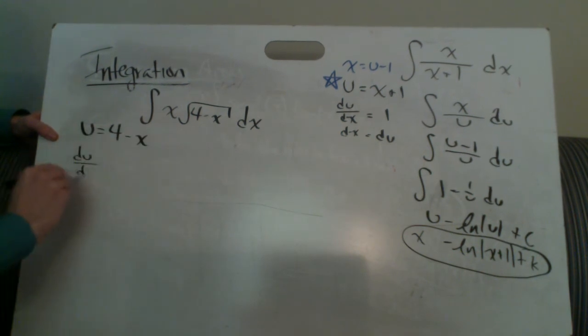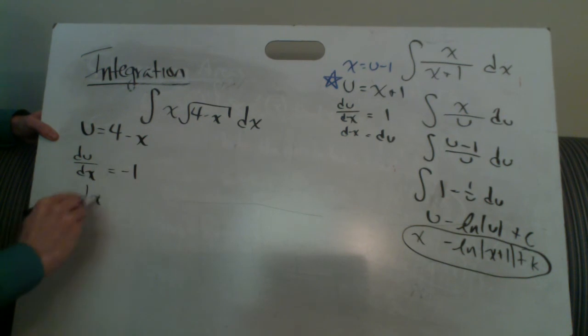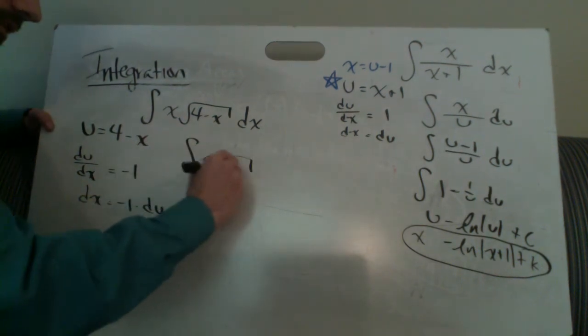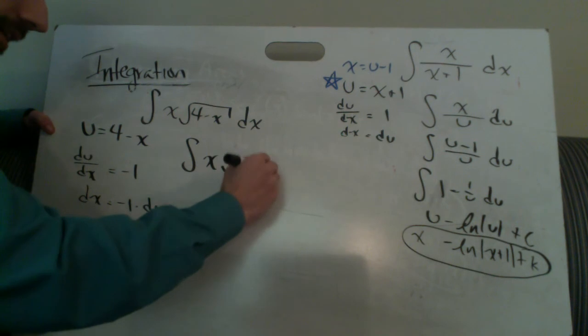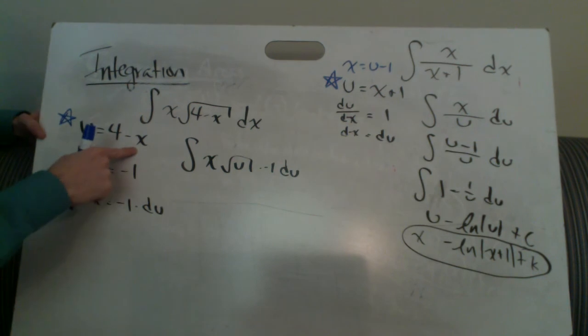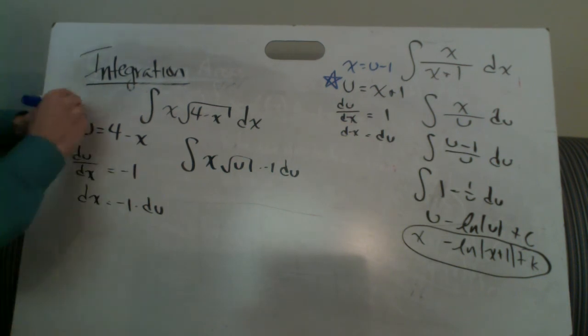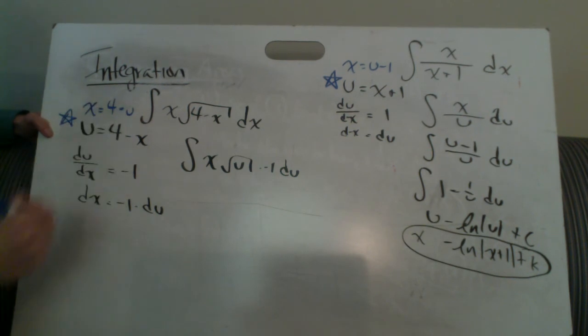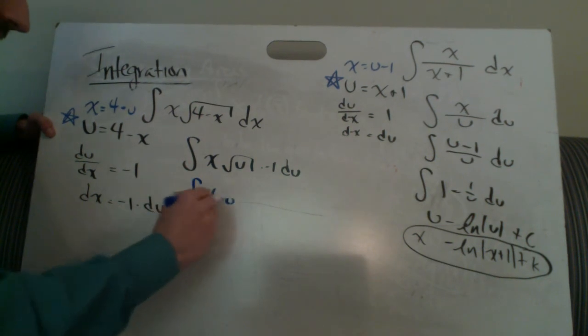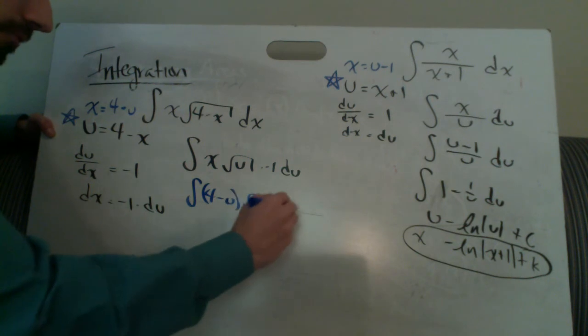That means my du dx is negative 1, or dx is negative 1 du. Substituting that in, I get x square root u times negative 1 du. And again, we're at this spot where we're like, man, we're so close, we're off by just 1 x. And that's okay, because we pause and we say, oh, hey, look, if u is equal to 4 minus x, I can solve this for x. x is just 4 minus u. And I'll plug that in right here for my x. This becomes the integral of 4 minus u square root u times negative 1 du.